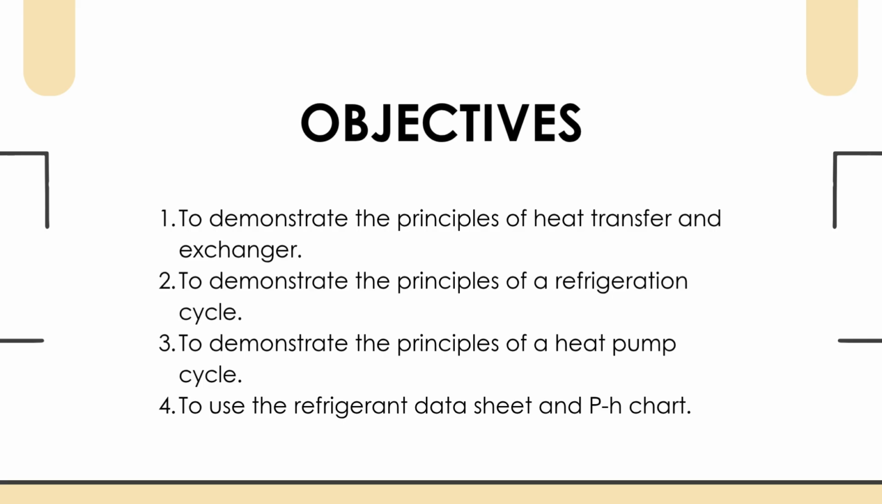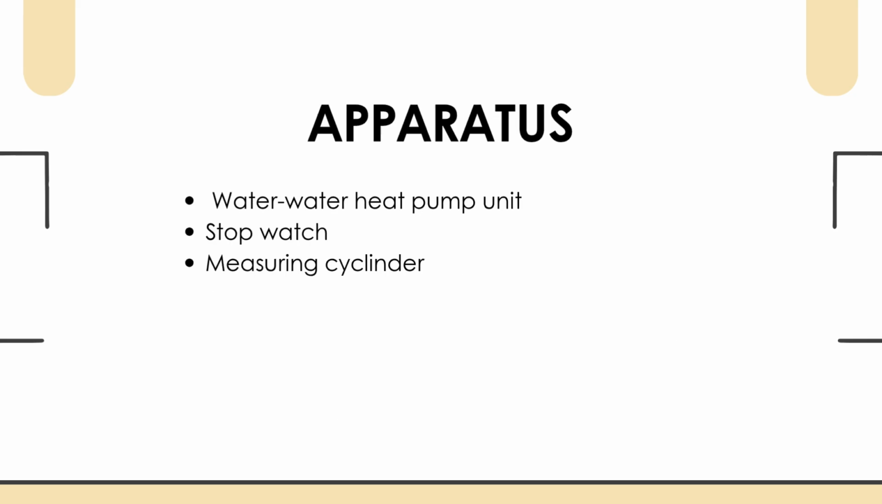So the main objectives for this experiment are to demonstrate the principle of heat transfer in exchangers, to demonstrate the principle of a refrigeration cycle, to demonstrate the principle of a heat pump cycle, and to use the refrigerant data sheet and pH chart. For the experiment, we will use apparatus like the water heat pump unit, stopwatch, and measuring cylinder.